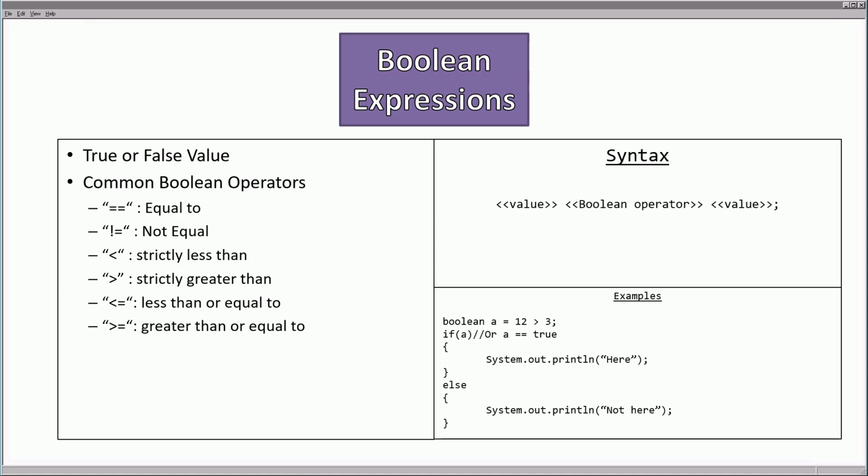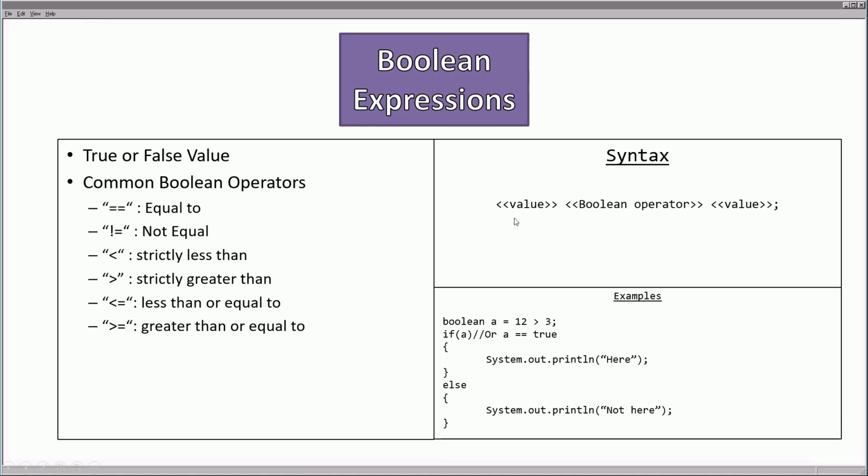Now, just like the math that we have described before, we have certain operators that we use to evaluate whether or not something is true or false. Some of the most common ones that you'll see are the two equals signs side by side. This corresponds to equal to. The exclamation point equals indicates not equal. Also, we have strictly less than, strictly greater than, less than or equal to, which is denoted by a less than followed immediately by an equal sign, and also greater than or equal to, which is basically the same thing.